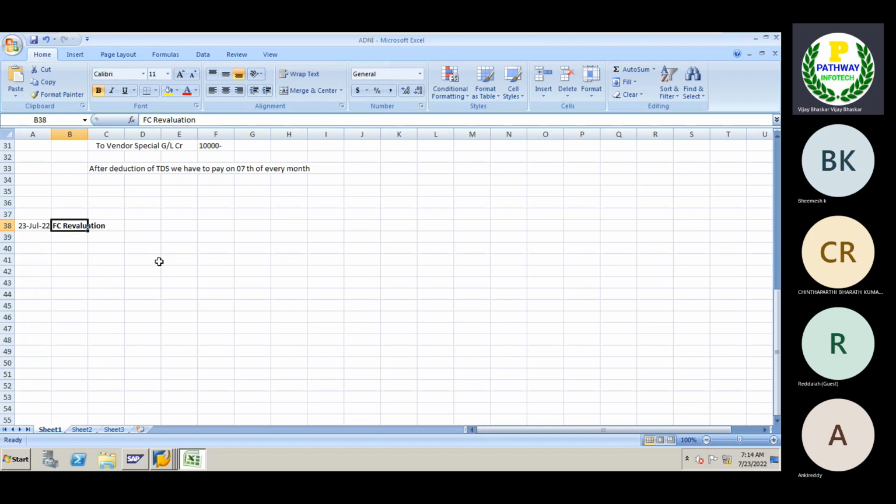To record the exchange rate differences, either it's a profit or loss, remember, we must record the transactions into the system. How we are going to record that into the system, now let me explain.